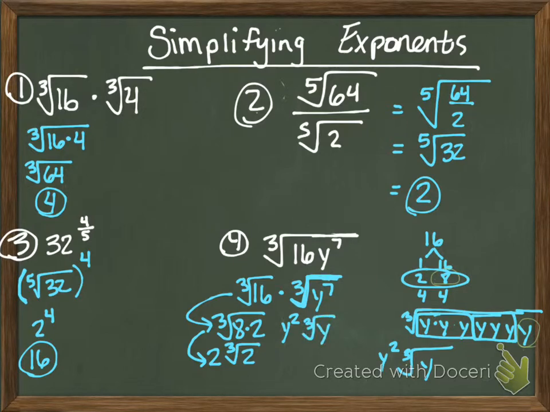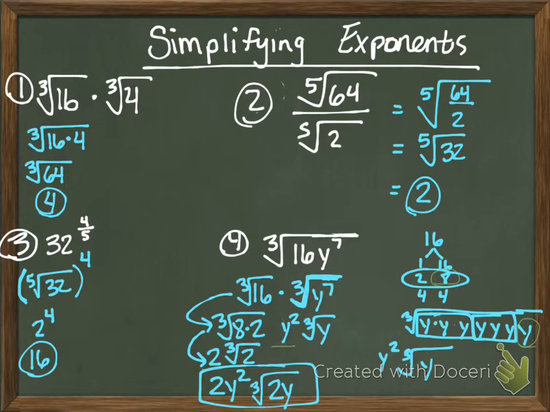So when we put these things together, we have 2 y squared is what's outside the radical, because of the 2 and the y squared. And then what was left inside the radical was a 2 and a y.